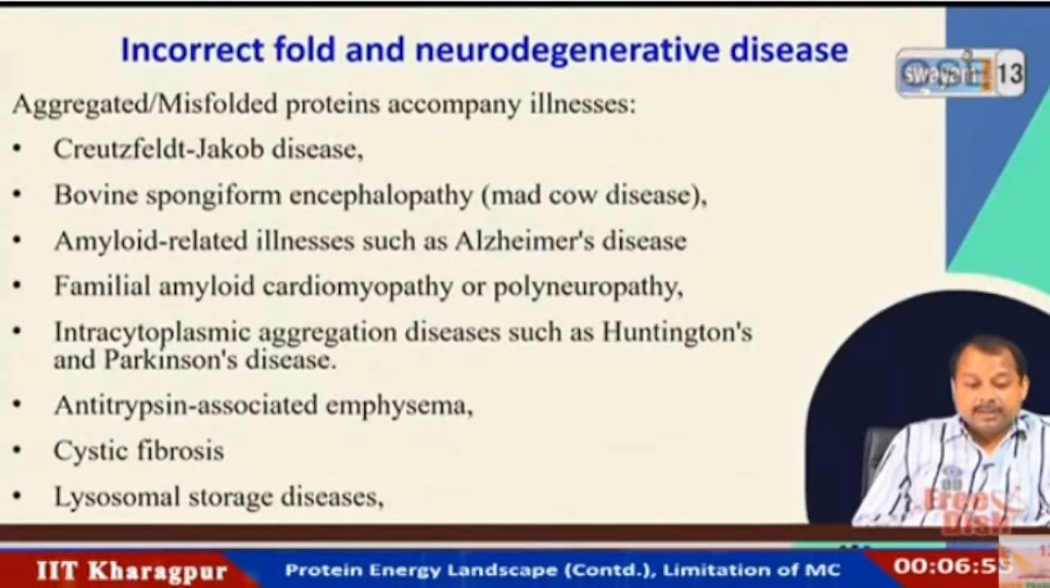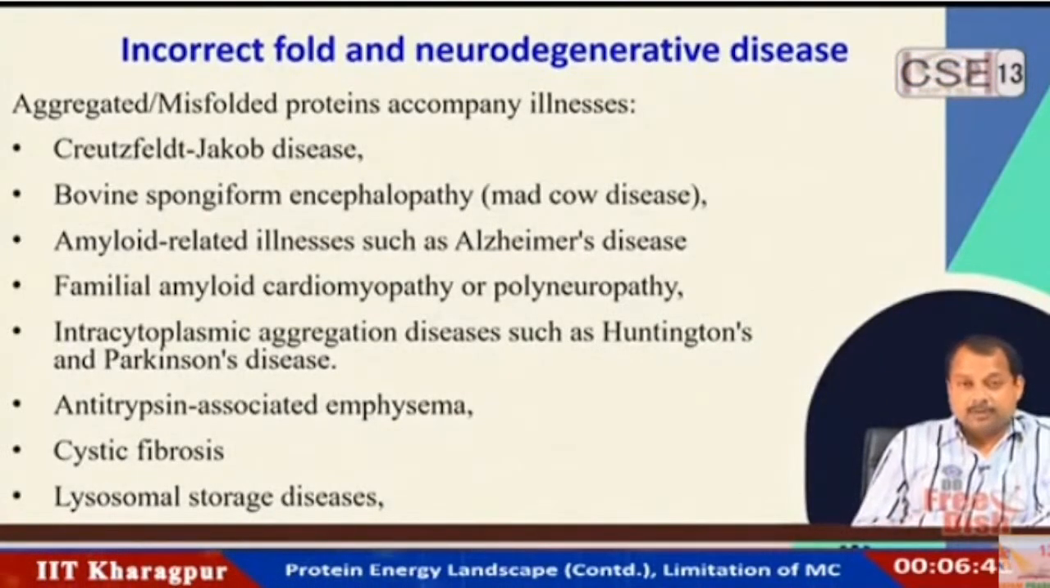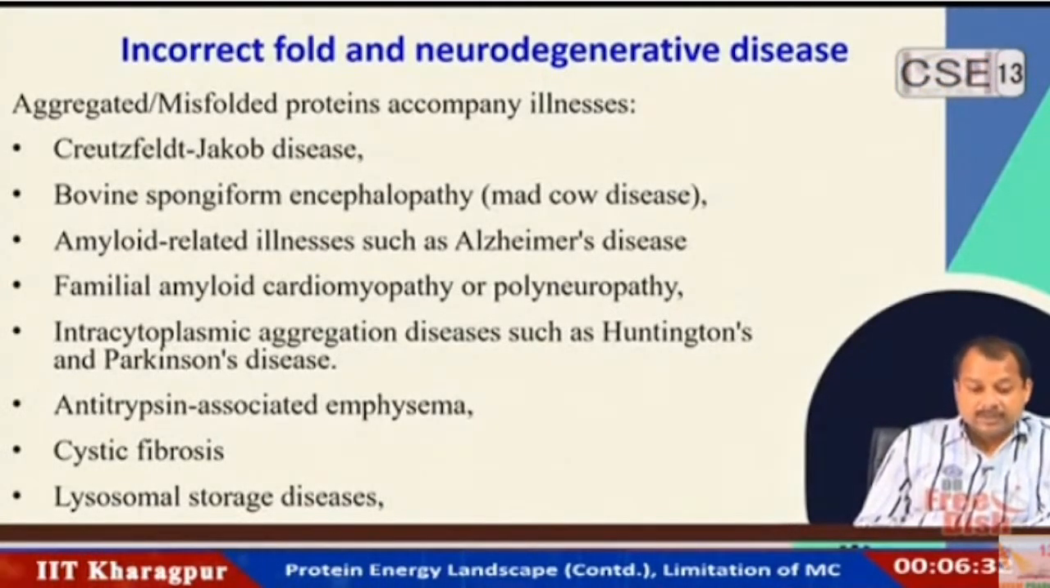Incorrect folding and neurodegenerative disease. Aggregates or misfolded proteins accompany illness. These are a list of the illnesses, not the only ones, there may be several others, and researchers are working on this: Creutzfeldt-Jakob disease, bovine spongiform encephalopathy or mad cow disease, then amyloid related illnesses such as Alzheimer's disease, familial amyloid cardiomyopathy or polyneuropathy, intracytoplasmic aggregation diseases such as Huntington's and Parkinson's disease, antitrypsin associated emphysema, cystic fibrosis, lysosomal storage disorders.